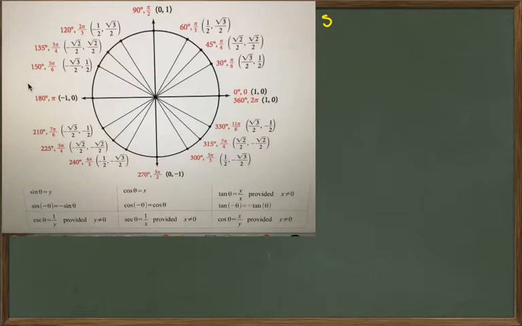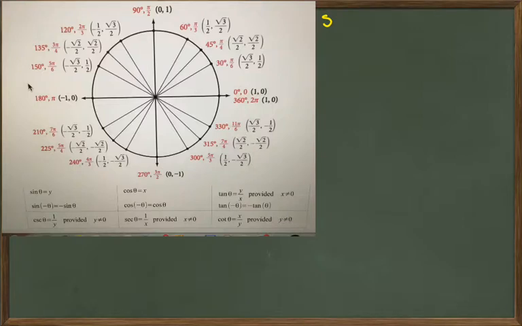So on the unit circle, the sine of an angle is going to be the y-coordinate. The sine is also an odd function, so the sine of a negative angle is the same thing as negative sine of the positive angle. Cosine is going to be the x-coordinate. Cosine is an even function, so the cosine of a negative angle is the same thing as the cosine of a positive angle. And then the tangent is going to be y over x, provided x is not 0, and tangent is an odd function.